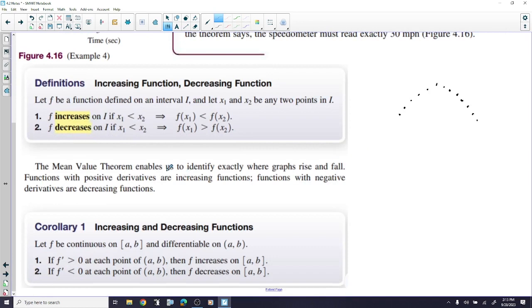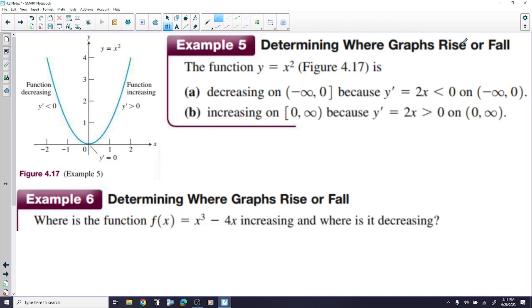The mean value theorem enables us to identify exactly where the graphs rise and fall. So increasing and decreasing function. If a function is increasing, then the slopes of the curve are positive. If a function is decreasing, then the slopes are negative. Determine where graphs rise or fall. The function y equals x squared, let's investigate this. And we can see that from negative infinity to 0, we have negative slopes. So the function must be decreasing from negative infinity to 0. And then positive slopes after that. So this must be increasing from 0 to infinity.